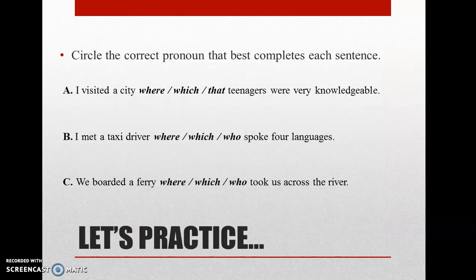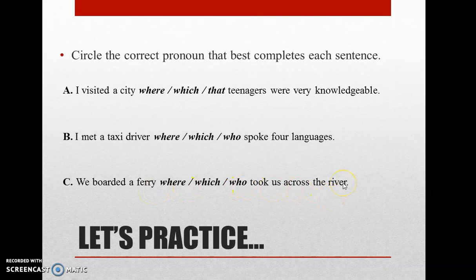Let's now practice a little bit, okay? What is the idea? Right here, you are gonna circle the correct pronoun that best completes each sentence, okay? We have A, B, and C. Let's check the first one. A, I visited a city where, which, that teenagers were very knowledgeable, okay? B, I met a taxi driver where, which, who spoke 4 languages. C, we boarded a ferry, where, which, who took us across the river.